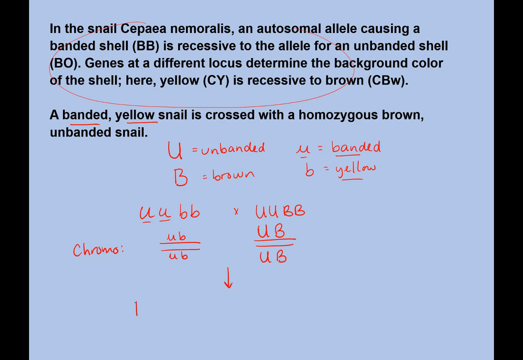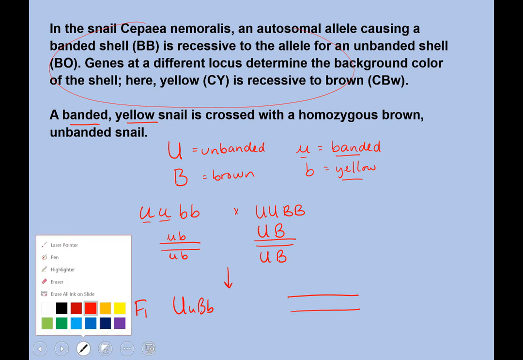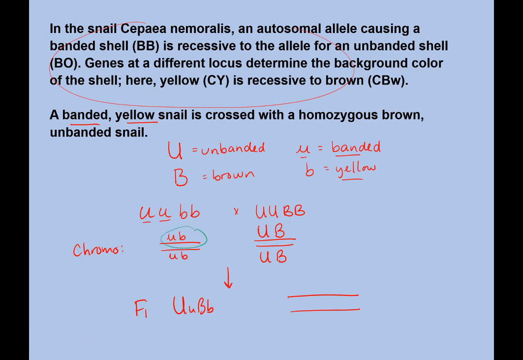And I cross them and I get an F1, which you know is big U, little u, big B, little b. But what do the chromosomes look like? Basically, I'm going to take one chromosome from this parent and one chromosome from this parent. And remember that these are called cis, right? Because all the recessive are on one chromosome, all the dominant are on another.